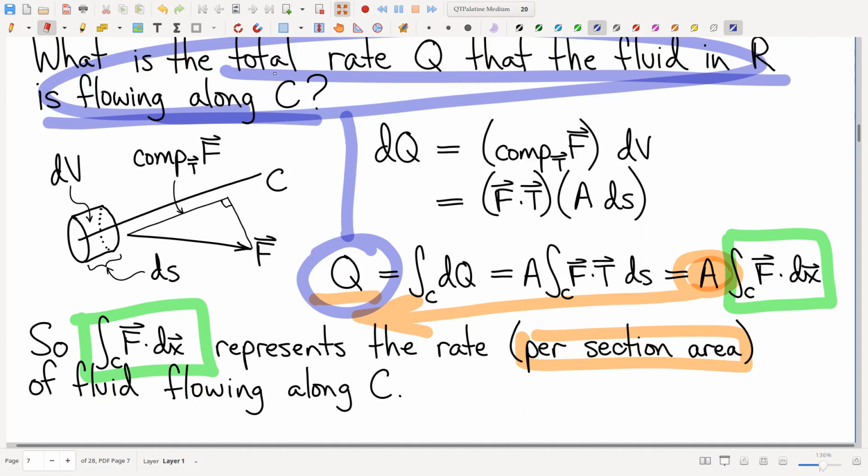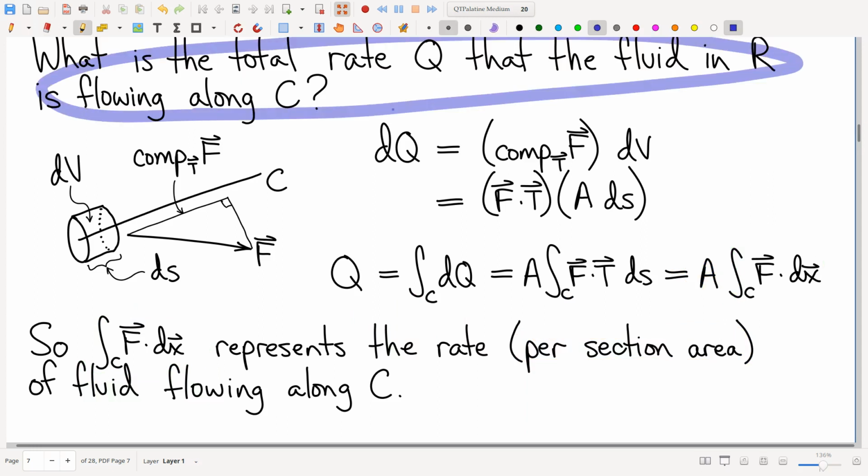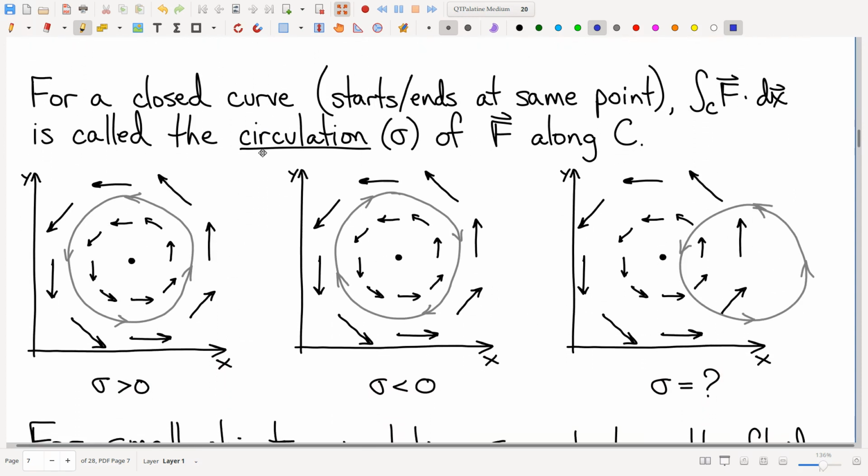Again, it's not a familiar concept. It's not like that old idea from high school. No, of course not. Brand new idea. You've probably never seen it before. But that is, I think, the most natural interpretation of a vector line integral in this context. So let's see some examples.